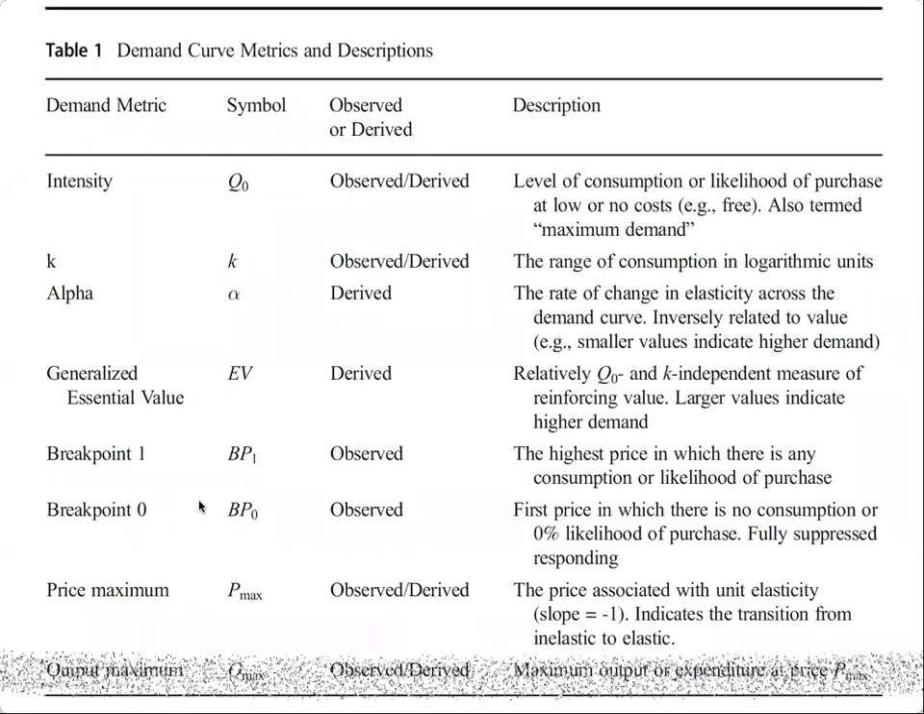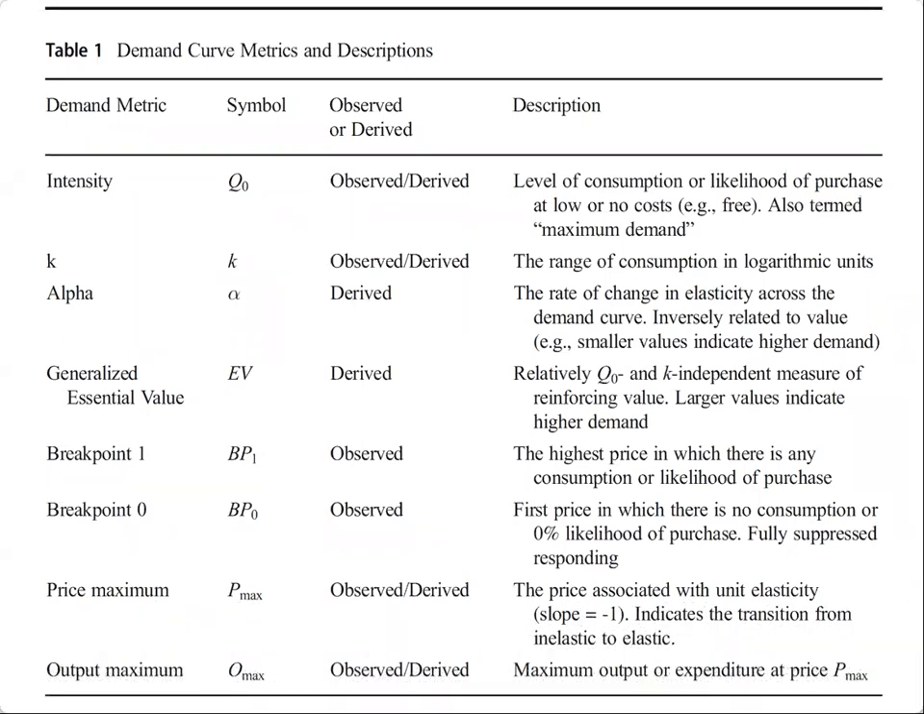And then we have Pmax and Omax, and I'm going to get a little bit deeper into that when I walk through the demand curve itself. But Pmax is essentially your maximum price. So that's the price that's associated with unit elasticity, or the point at which we move from inelastic to elastic demand. And I have some slides on this. And then Omax is the price that is associated with that. And there is some more nuance to that as well that I'll discuss later.